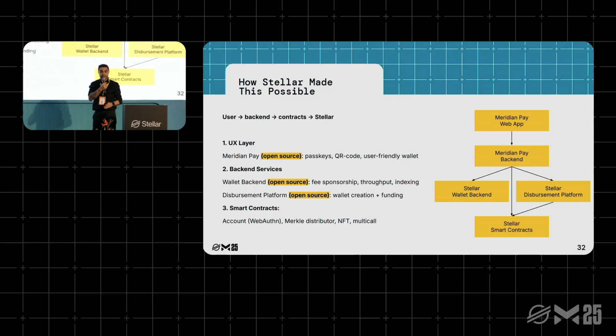In the middle, we have the backend services. We have mainly 3 backend services here. One is the Meridian Pay backend with a few endpoints to serve the web app. We have the wallet backend, which is, again, a Stellar open source tool used to sponsor the fees of the users. But the wallet backend has other very interesting features that Marcelo will talk about later, like indexing account history and some other things. And we also have the Stellar distribution platform to create and fund wallet at scale. Those 3, they hide the complexity of the blockchain from the final user.